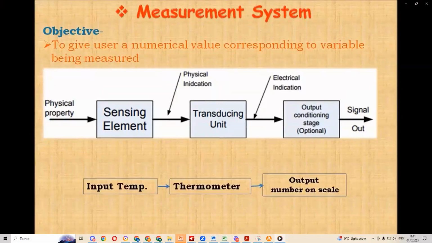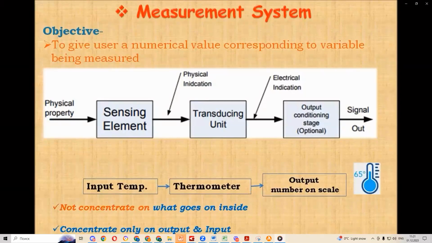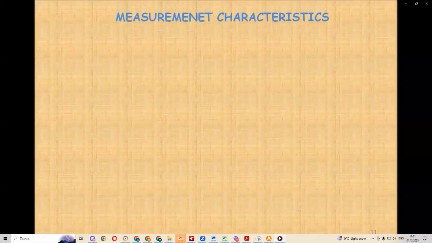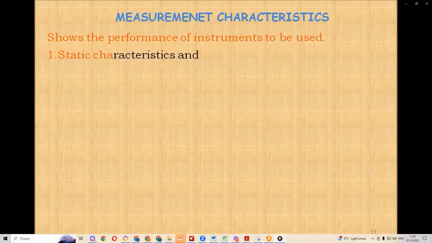For example, temperature is a physical quantity which is to be measured. A thermometer senses the temperature and shows the numerical value on a scale. Measurement systems do not concentrate on what goes on inside. They concentrate only on output and input. The next part of this lecture is measurement characteristics. It shows the performance of the instruments to be used. Measurement characteristics are classified into 2 types. 1. Static characteristics. 2. Dynamic characteristics.